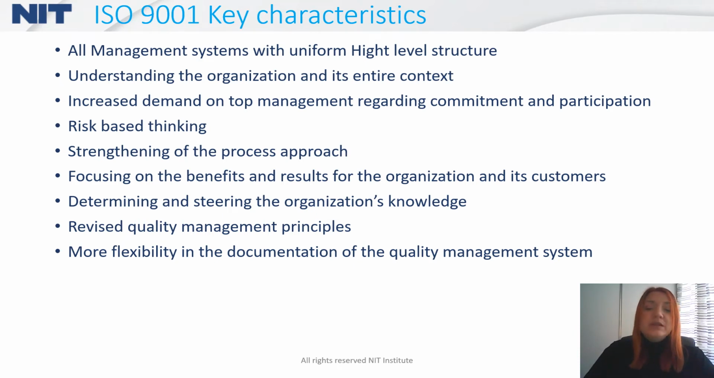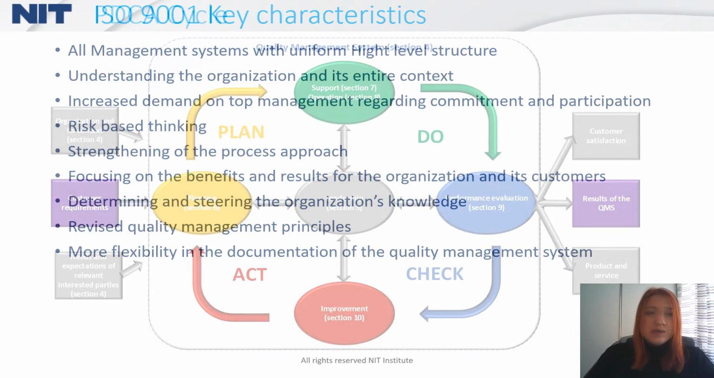Then you will also build a culture to focus more on the benefits and results for the organization and its customer. You will determine and steer the organizational knowledge even more and revise the quality management principles as well. In the end, your company will become more flexible in the documentation of the quality management system. All key principles of the quality management system show us that by using such a framework, your company is becoming mature and ready for production.